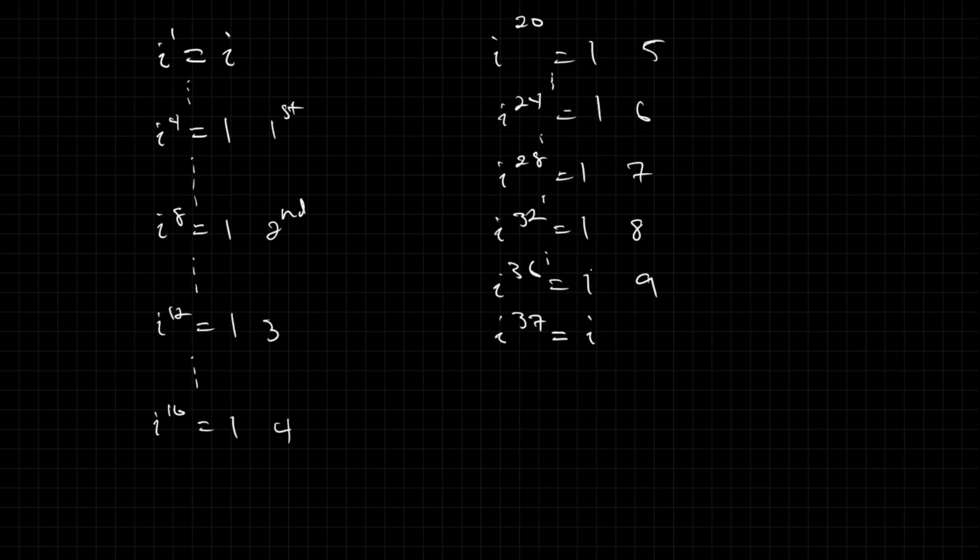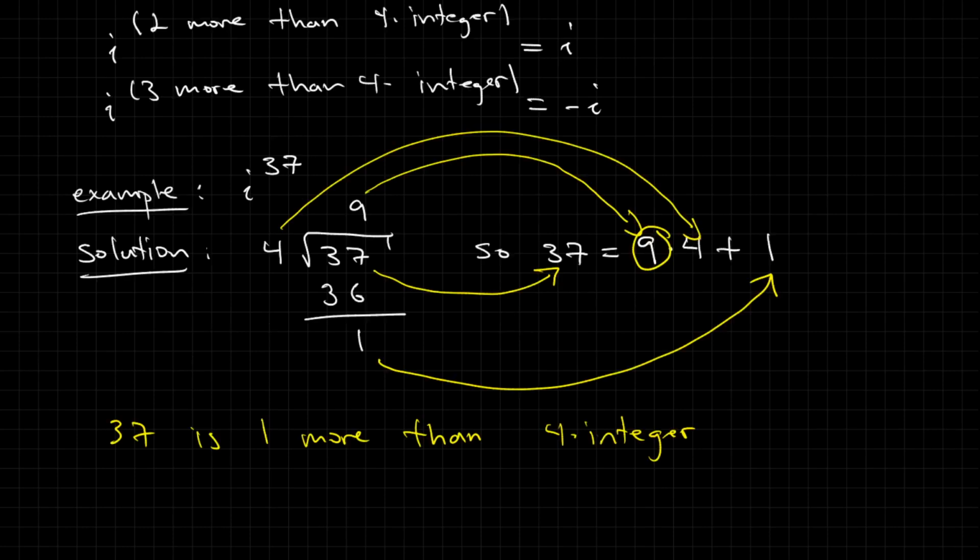But of course, if the exponent is quite large, you don't want to write this over and over again. So you can quickly find out how much more than 4 times an integer a number is by dividing it by 4 and checking the remainder. Since 37 is 1 more than a multiple of 4, that means that i to the 37 is going to be i.